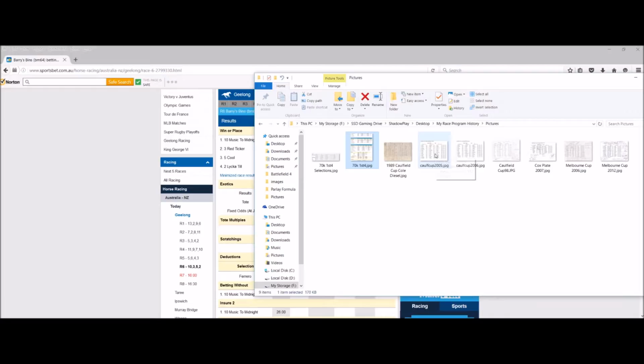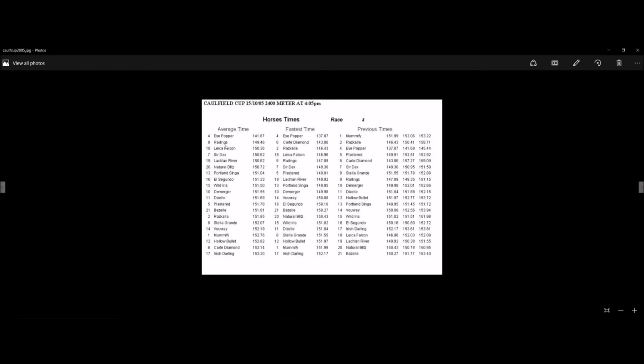Where is the Caulfield Cup? There's a Caulfield Cup there. Eye Popper, one of the very first Japanese horses to come out. See how far out on front my program had it? Nearly 7 seconds. I could not shake it, and it smacked them.